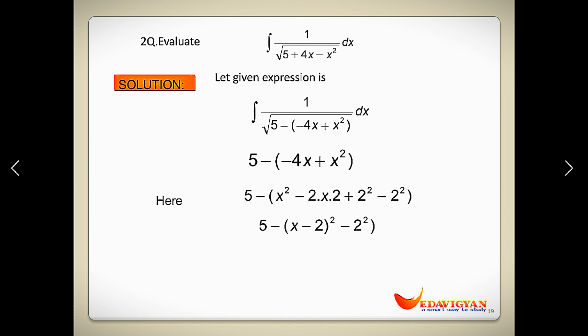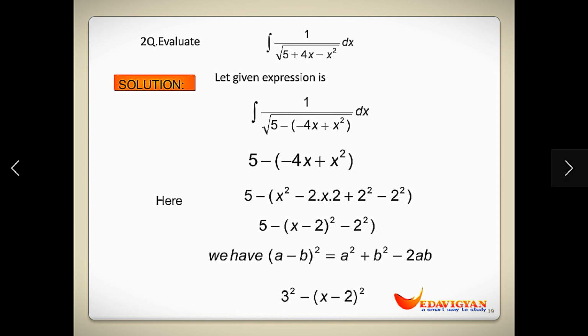Write down here. Next 5 minus, x square minus 2 times 2x, and add 2 square and subtract 2 square. After that we get the solution: 5 minus (x minus 2) whole square minus 2 square. Right, 5 will be there, minus negative 4, that is 5 plus 4 is 9. Finally 9 can be rewritten as 3 square minus (x minus 2) whole square.